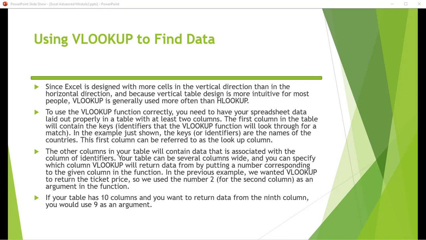In the example just shown, the keys or identifiers are the names of the countries. The first column can be referred to as the lookup column. The other column in the table will contain data that is associated with the column of identifiers. Your table can be several columns wide, and you can specify which column VLOOKUP will return the data from by putting a number corresponding to the given column in the function. In the previous example, we wanted VLOOKUP to return the ticket price, so we used number 2 for the second column as an argument in the function.